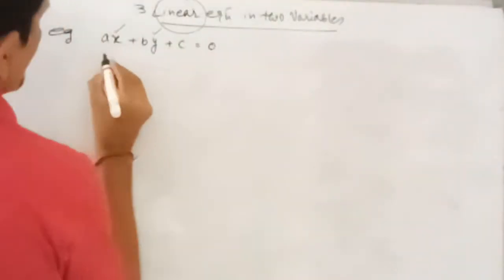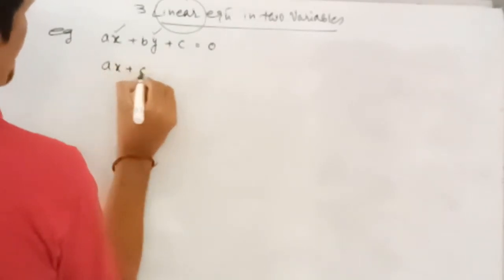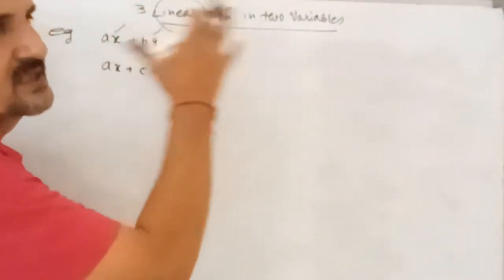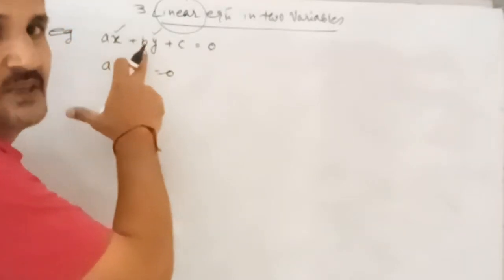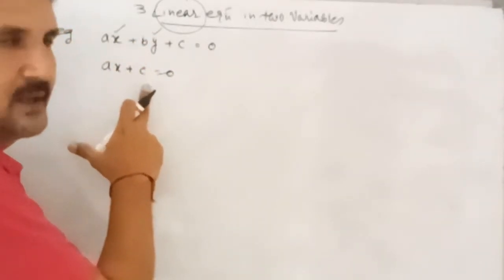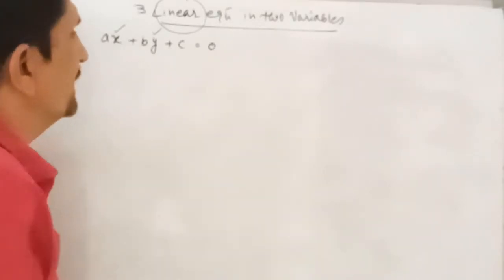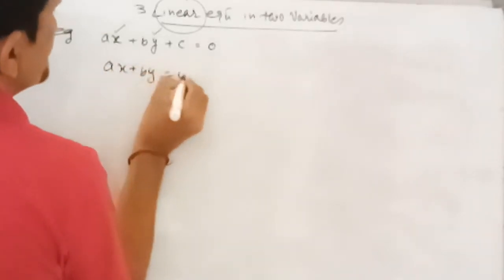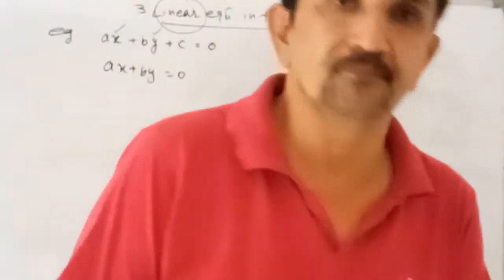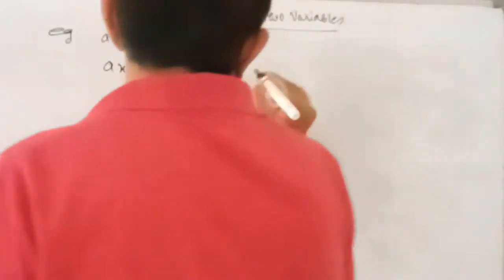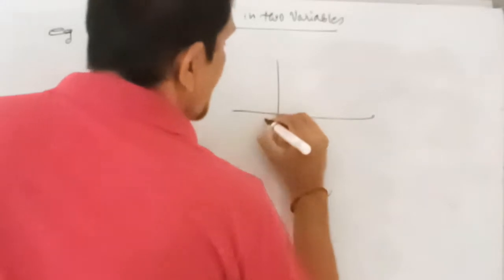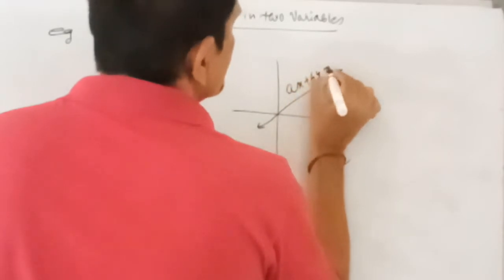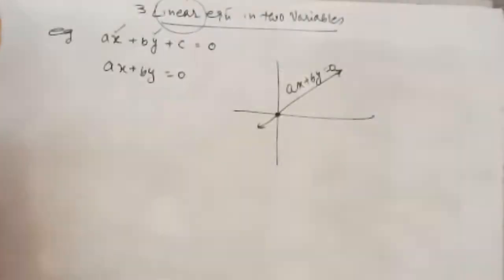Like if I write here ax plus c is equal to 0, actually one variable is there. But we consider its coefficient b to be 0, and therefore it is a two variable equation. Second, if the equation is like this, ax plus by is equal to 0, that is, the constant term is not given, then if we draw the graph of this equation, it will pass through the origin.